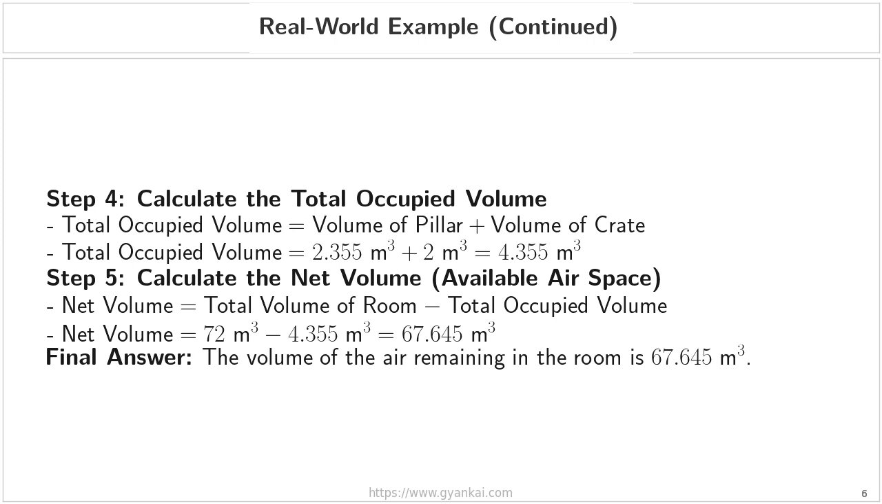Therefore, our final answer is that the volume of the air remaining in the room is 67.645 cubic meters. Now that we have calculated the individual volumes for both the cylindrical pillar and the wooden crate on the previous slide, we need to bring them together. Before we move on to look at some common pitfalls to avoid, let's quickly recap what we've achieved here by breaking down a complex space into simple, manageable parts.